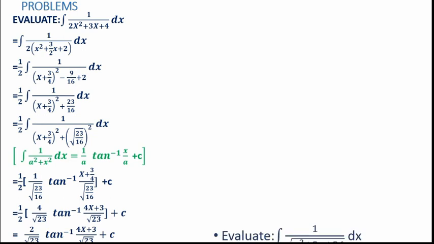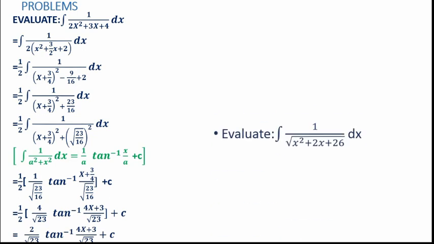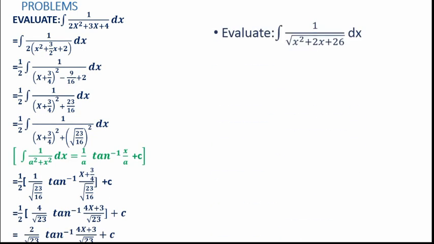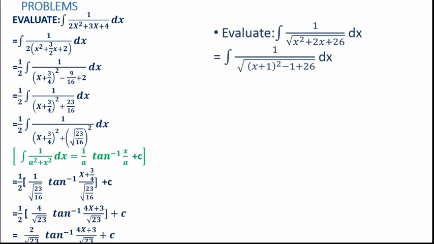So see the next problem. Here is a monic quadratic expression. I am writing it in the complete square form, so it becomes 1 by root of x plus half of the coefficient of x, that is 2 by 2 is 1, so it becomes x plus 1 whole square minus the square of 1, that is 1, plus 26, into dx.